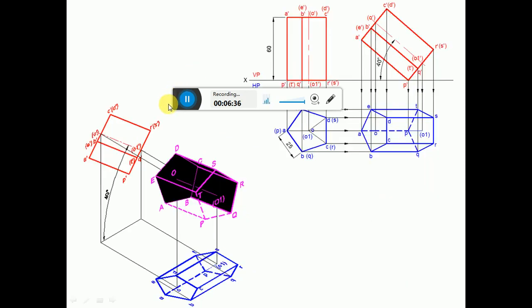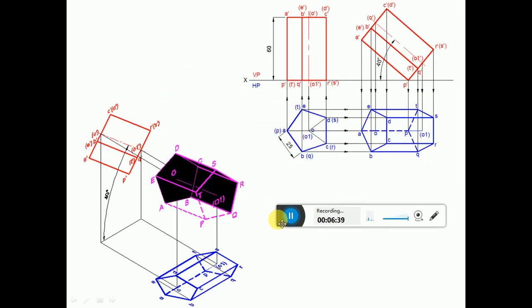Now he says the axis of the prism is inclined to HP at 40 degrees. Since the axis makes an inclination of 40 degrees with respect to HP, obviously that inclination which he has given is the true inclination. Now first we need to find out whether the axis is in true length or not. This can be identified when you look from the first position.